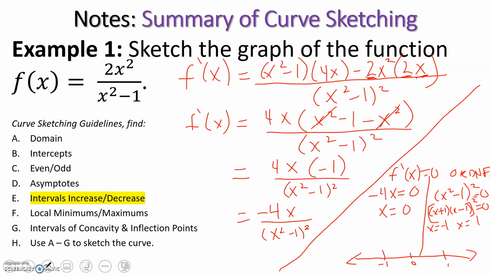And then we'll test some numbers around. So let's say we plug in negative 2. If I plug in negative 2 here, this negative 4 times negative 2 is positive 8. Note the denominator is always positive because it's squared. So positive, positive, positive. Now let's say I instead plug in a negative 1/2. Negative 1/2 times negative 4 is positive 2, positive, positive, positive.